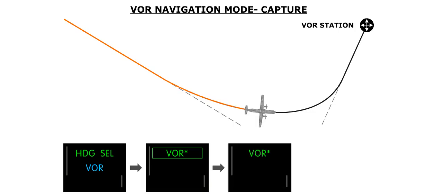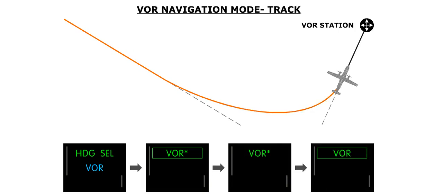The box is removed 7 seconds after the VOR capture label was displayed, even if the aircraft is still capturing the VOR. Once the aircraft is on the selected VOR track, the asterisk is removed, and the VOR label is boxed again for 7 seconds.